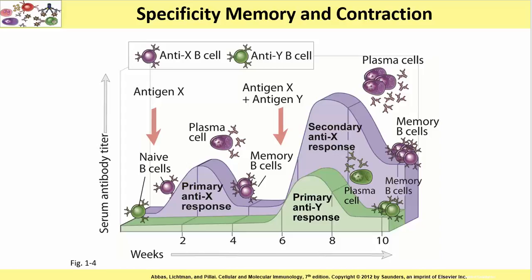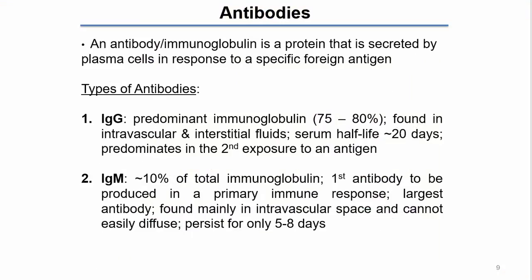In this graph, the green is antigen Y, and the purple is antigen X, and it's just showing that the primary response is specific to that antigen.